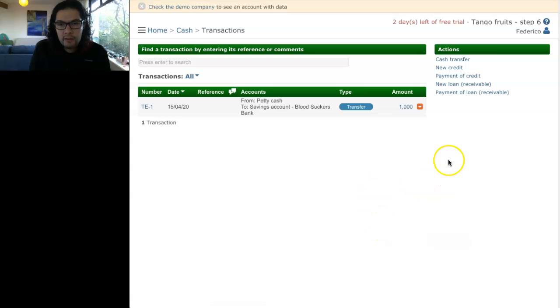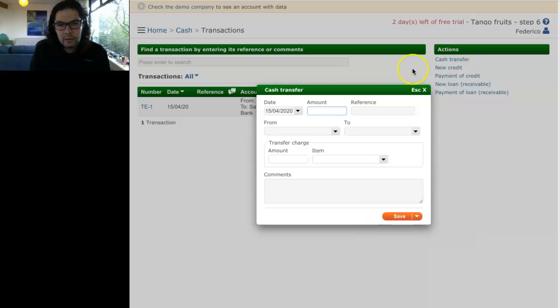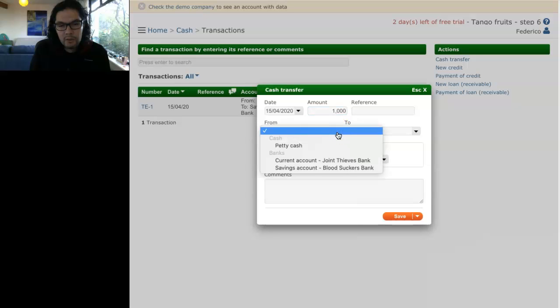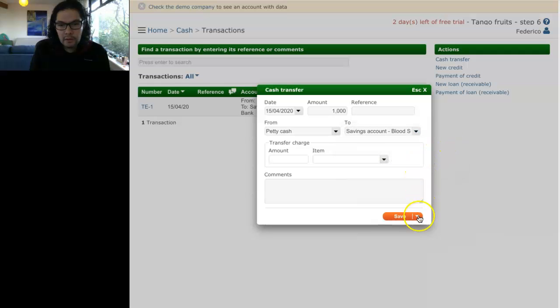So there I have it, my first transfer, and then let's make another one for 1,000, and again I'm going to say this was from petty cash, but this was to the savings account. I do the same thing, save and close window.